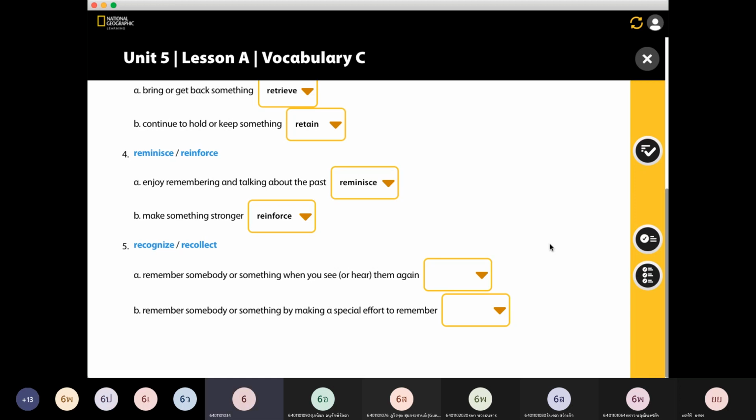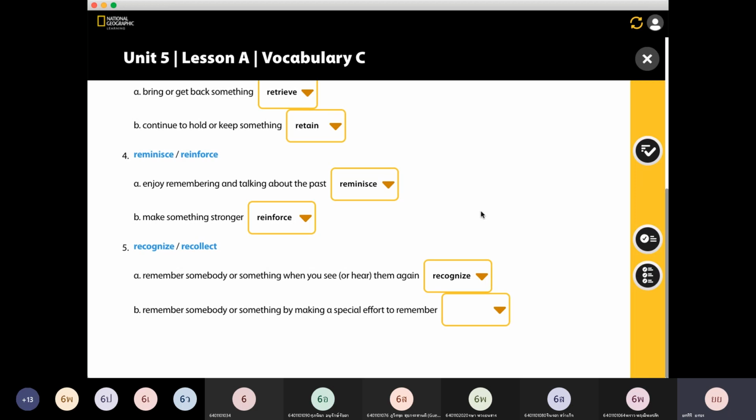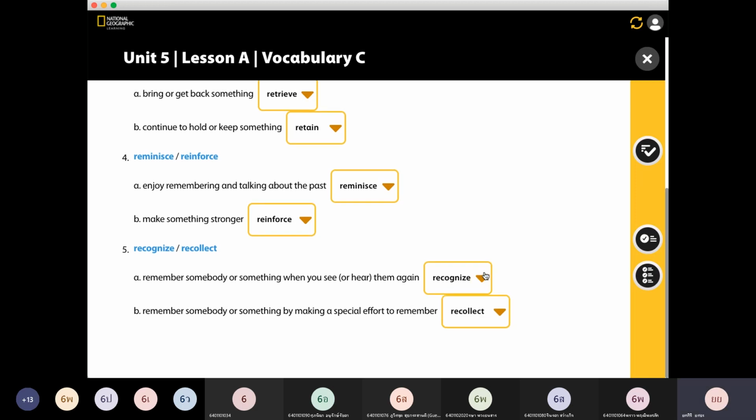Item 5A, recognize. All right, so remember somebody, something. When you see him or her again, you recognize. And recollect is to remember somebody by making a special effort to remember.